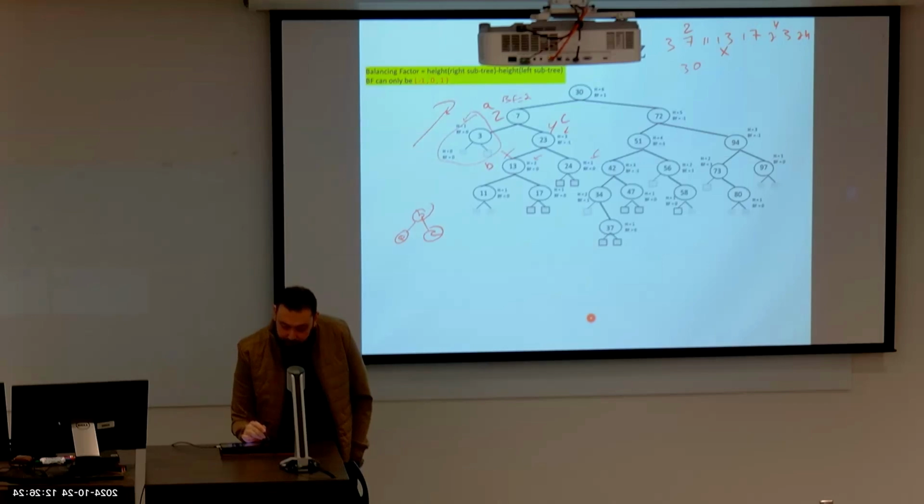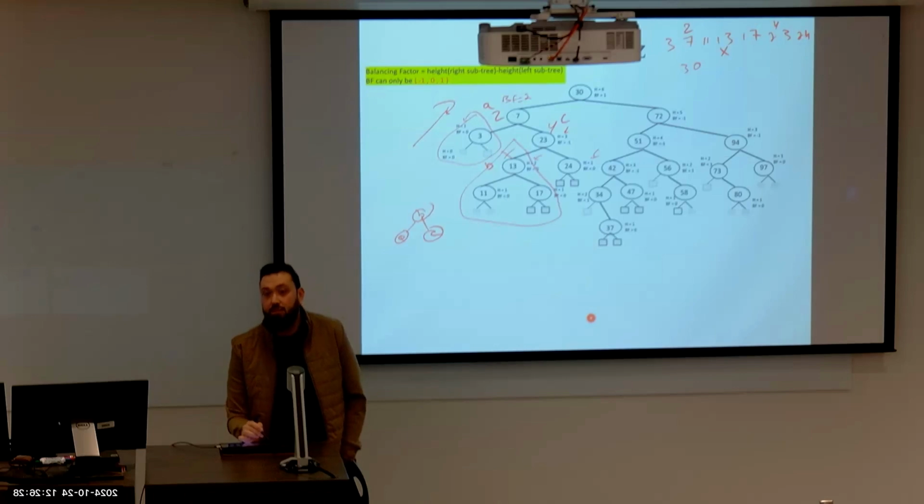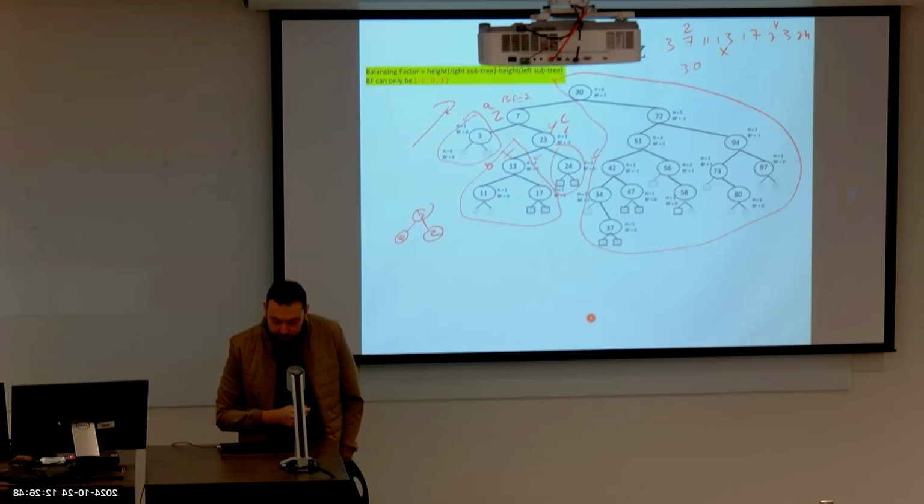13, 17. Okay, very good, guys. I don't want anyone to do that T2 is only 13. It's the whole thing connected. And then T3, that's 23. Sorry, that's T3. T4 is what? 30. Everything here. So let's see how this is going to look.